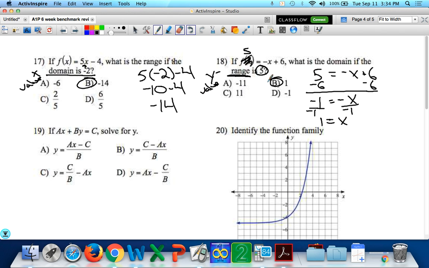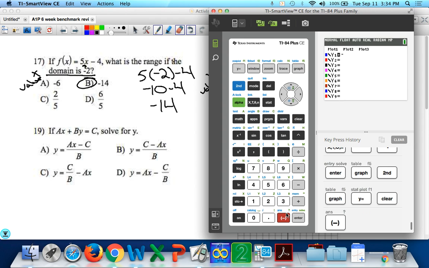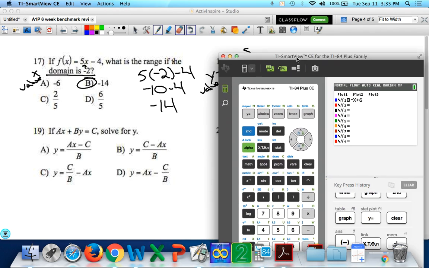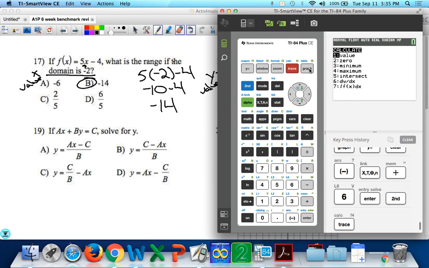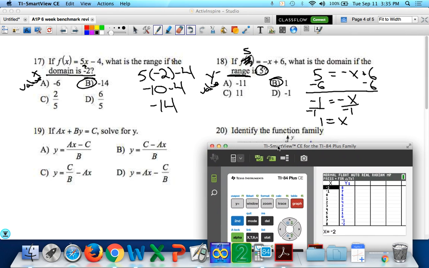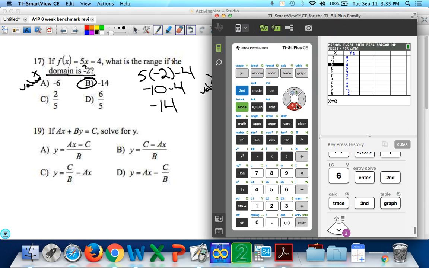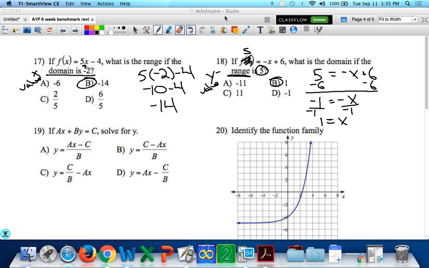Alternatively, if you don't like that, throw the graph in your calculator. This was y equals -x plus 6, or was it? Yep, -x plus 6. And when I look at the table, I'm looking for a range or a y value of 5. Well, y value of 5 is right there, meaning my x value is +1, just like we just saw.